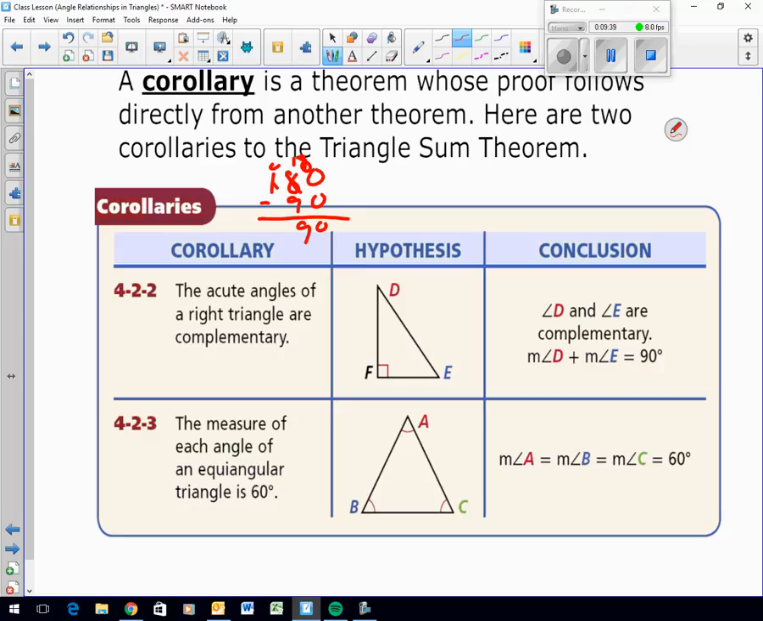All right. The next corollary says that the measure of each angle of an equiangular triangle is 60 degrees. How many degrees are there inside every triangle? 180. How many angles are there inside each triangle? 3. So 180 divided by 3 is what? That's how we get equiangular triangles being 60 degrees apiece.